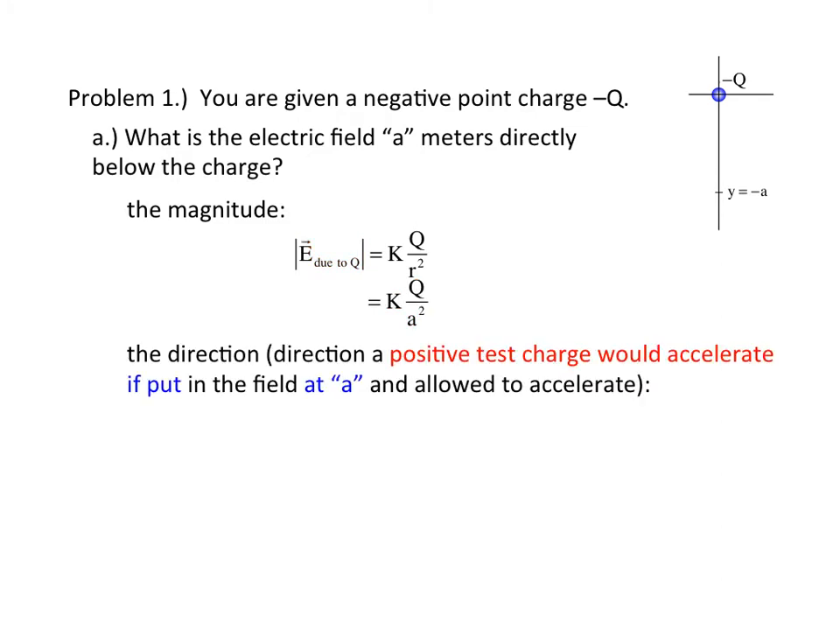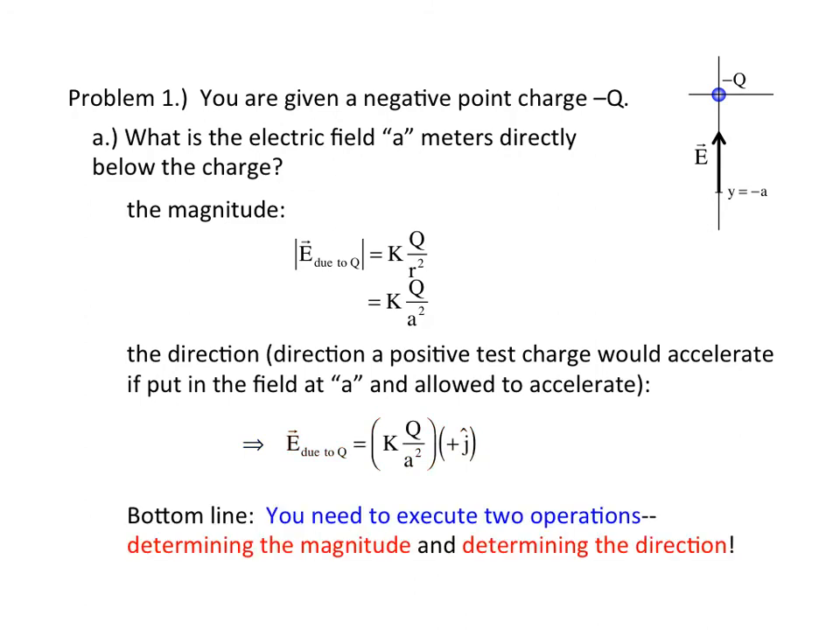To figure out the direction, you ask the question, what would a positive test charge do if you put it at that point? You can see that a positive test charge at that point would be attracted to the negative charge. It would accelerate in that direction. That's the direction of the electric field at that point, which is in the plus J direction. So you could write the electric field as a vector as KQ over A squared, that's the magnitude, in the plus J direction. Bottom line, once again, you actually need to execute two operations. You need to determine the magnitude. You need to determine the direction.